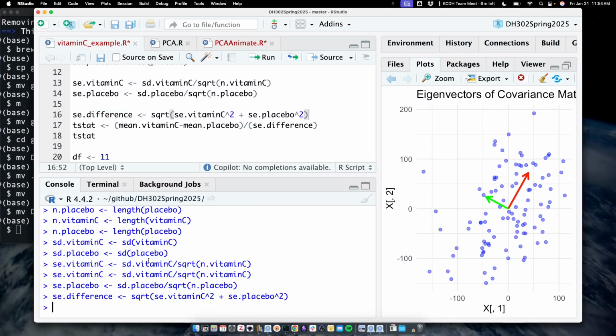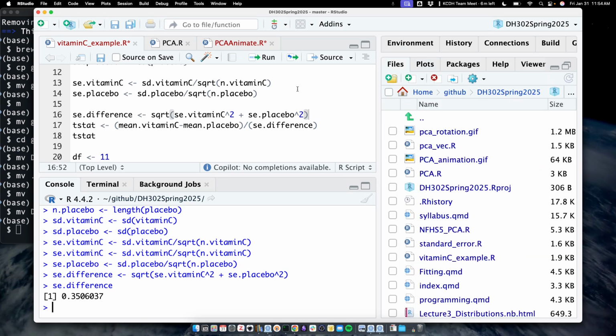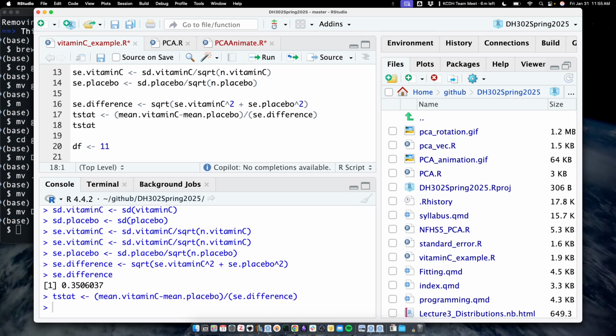I'm just taking the sum of the squares, which is what I showed on the plot here, which is simply the summation of the two variances of the two populations, or the two samples. Okay, so I can compute the t statistic on my own. I can divide based on this number here, the t stat.